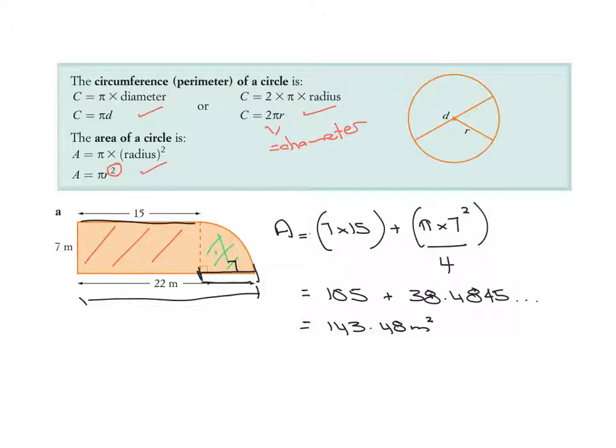And as you can see, I've done the answers. I've done the first part, the rectangle, and the second part, the quarter circle. Added them together and I get 143.48 square metres. I've rounded it off to 2 decimal places. I forgot to put that in the instructions, but in this case I'm telling you to do it to 2 decimal places, but always read that sort of stuff and make sure you do the right thing.